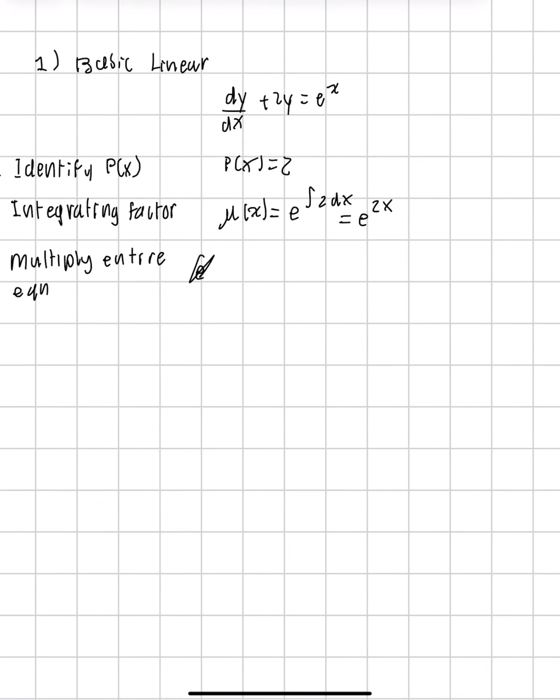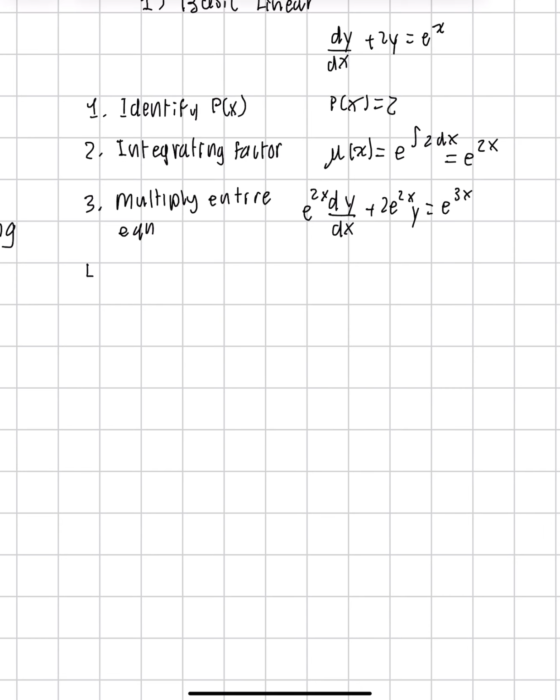So we can multiply both sides by dy dx plus 2e to the 2x y. This simplifies to e to the 3x times e to the 2x. Now we can rewrite this as a derivative.